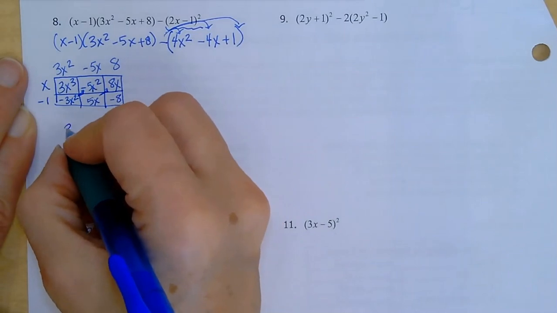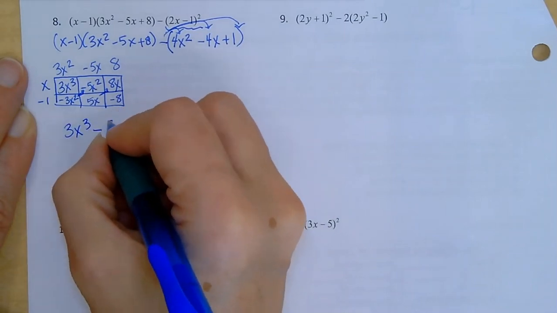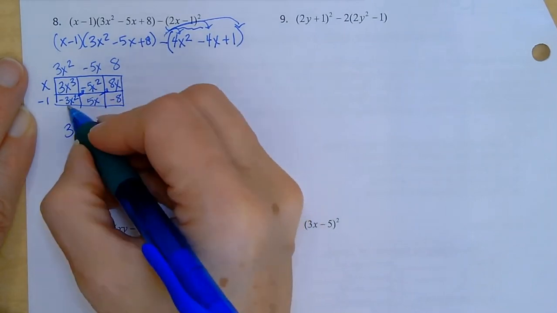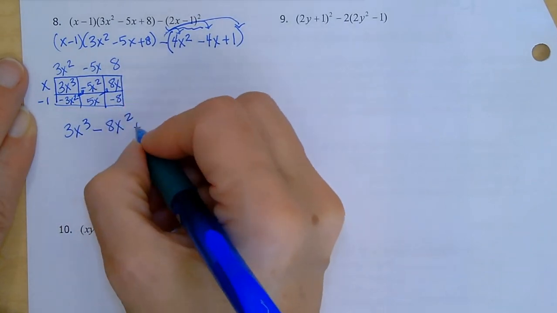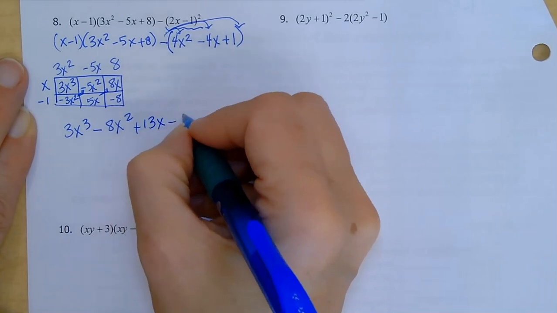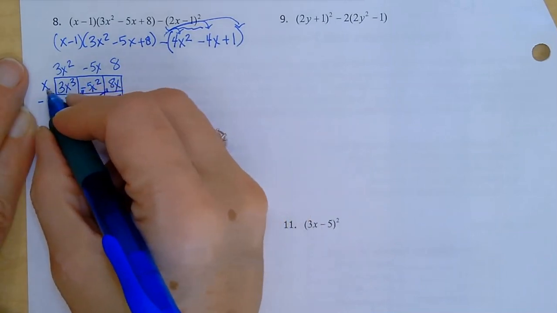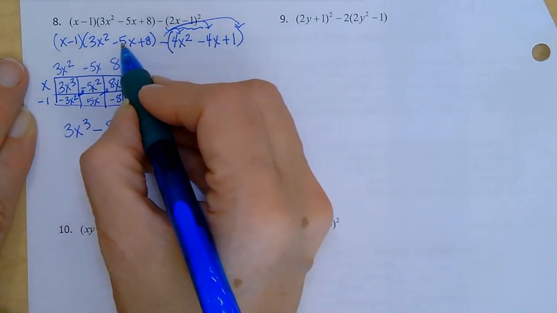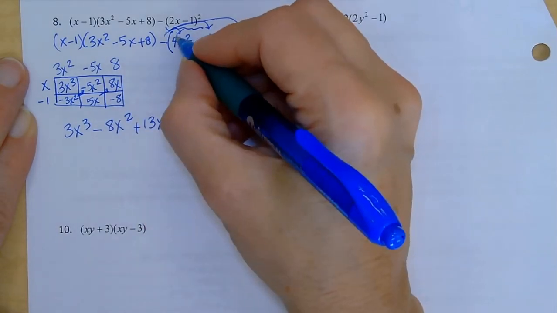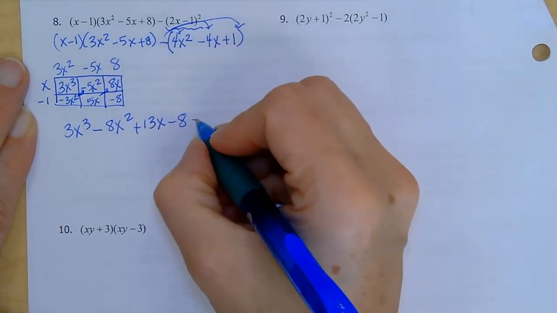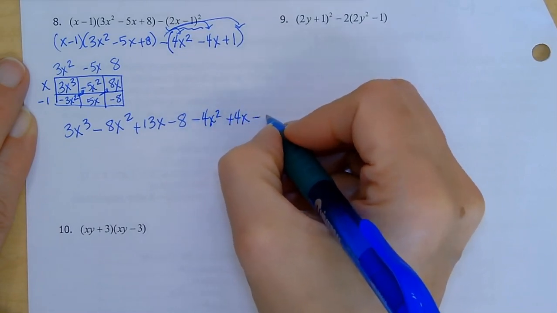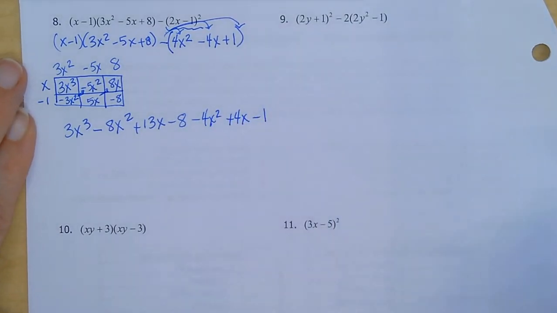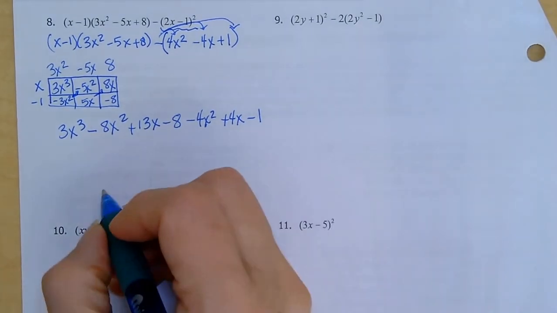I'm going to get 3x cubed minus 8x squared, right? Negative 3x squared and negative 5x squared is negative 8x squared, plus 13x minus 8. Okay, that's what I got when I multiplied this binomial times this trinomial. Now, I'm going to distribute this negative, so I have minus 4x squared plus 4x minus 1. So now I need to combine like terms if I can.